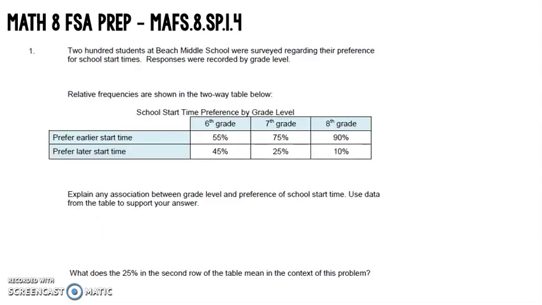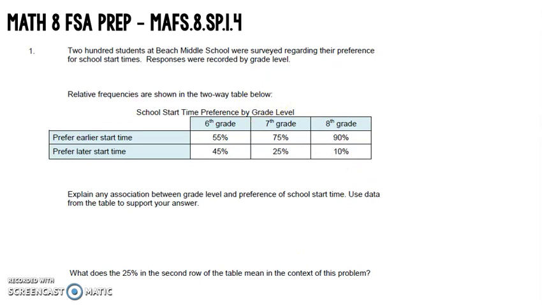Let's go ahead and look at a table. So it says 200 students at Beach Middle School were surveyed regarding their preference for school start times. Responses were recorded by grade level. The relative frequencies are shown in the two-way table. Explain any associations between grade level and preference of school start time. Use the data from the table to support your answers.